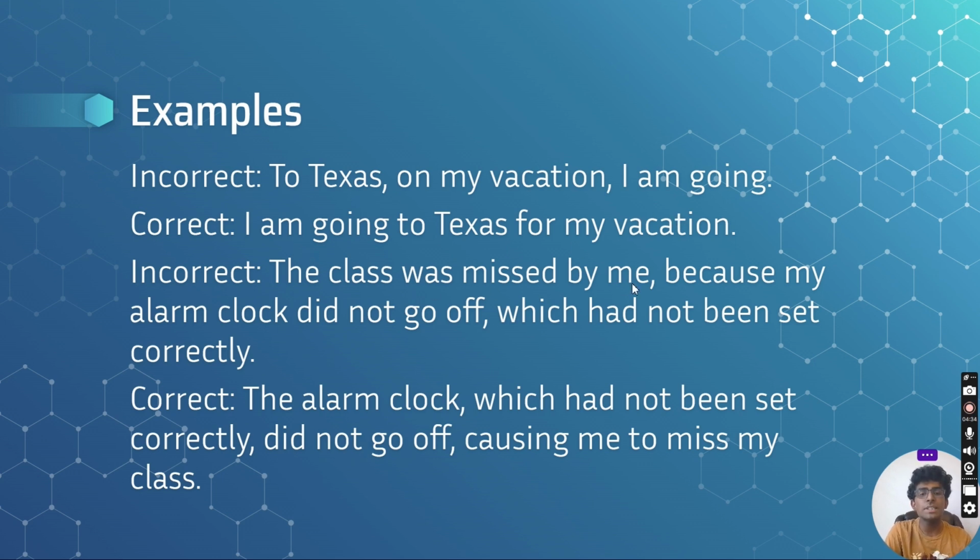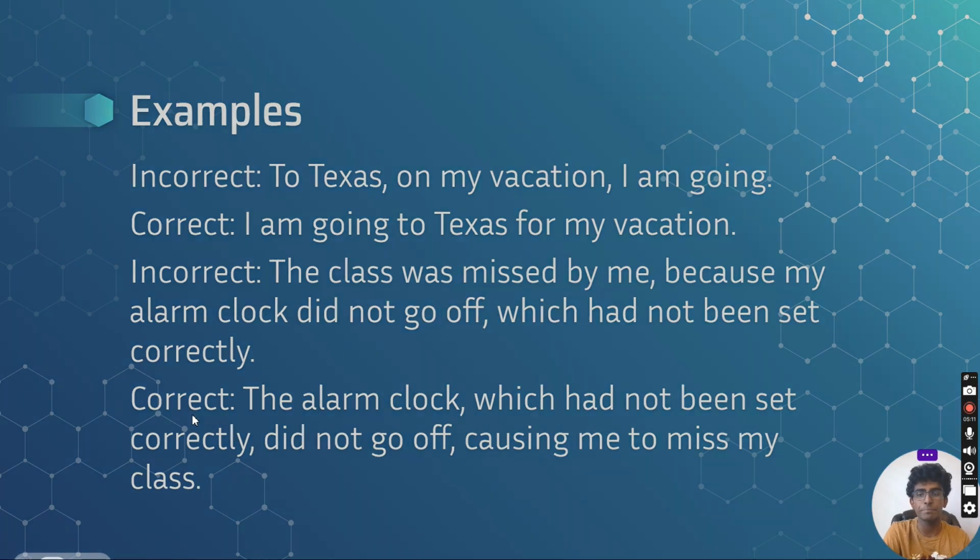Another example, the class was missed by me because my alarm clock did not go off, which had not been set correctly. Again, it's completely out of order. It doesn't make a lot of sense. So you could say the alarm clock, which had not been set correctly, did not go off, causing me to miss my class. This is if you want to keep the same information. You could honestly get rid of this which had not been set correctly because it is extra information. But regardless, if you're wanting to keep the same information, you can just reorder the phrases so that way it makes more sense compared to what the writer wants the reader to get out of for the meaning.